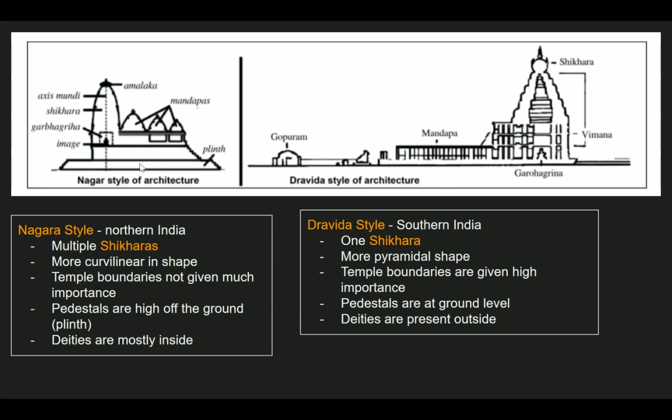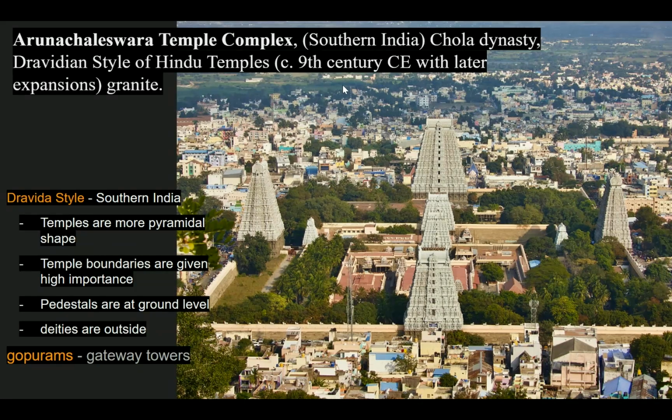And with the Nagara style, the temple itself is actually on a plinth. So think back to something comparable to our Greek stylobates. So it's above the ground, whereas pedestals are at the ground level. There's not much of a difference with the Dravida. The main focus of the deities, the sculptures, are within the temple of the Nagara, versus the Dravida, where they're also found outside of it. So let's look at an example of our Dravida style.